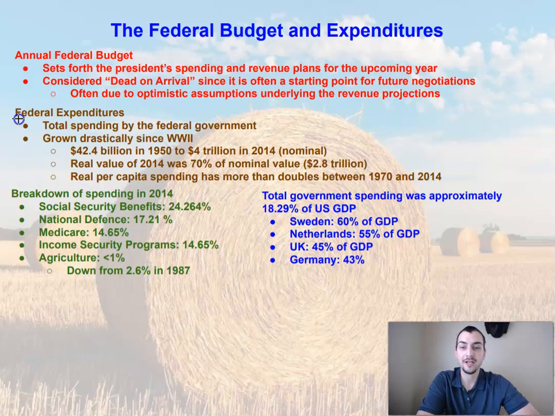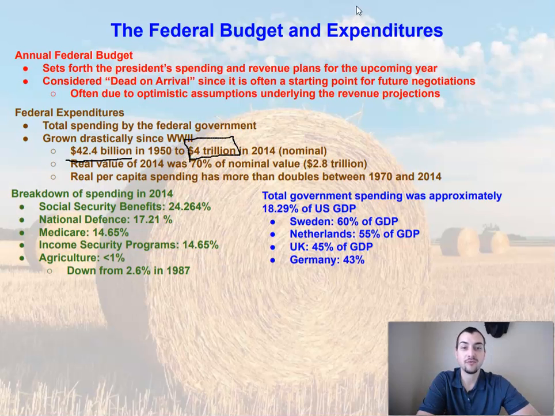Well, what are the federal expenditures? The federal expenditures are the total spending by the federal government. Now, this number has grown drastically since World War II. So here's a couple of numbers at you. These are nominal values. In 1950, the federal government spent $42.4 billion. Quite a bit of money back in 1950. By 2014, the nominal value spent was $4 trillion.